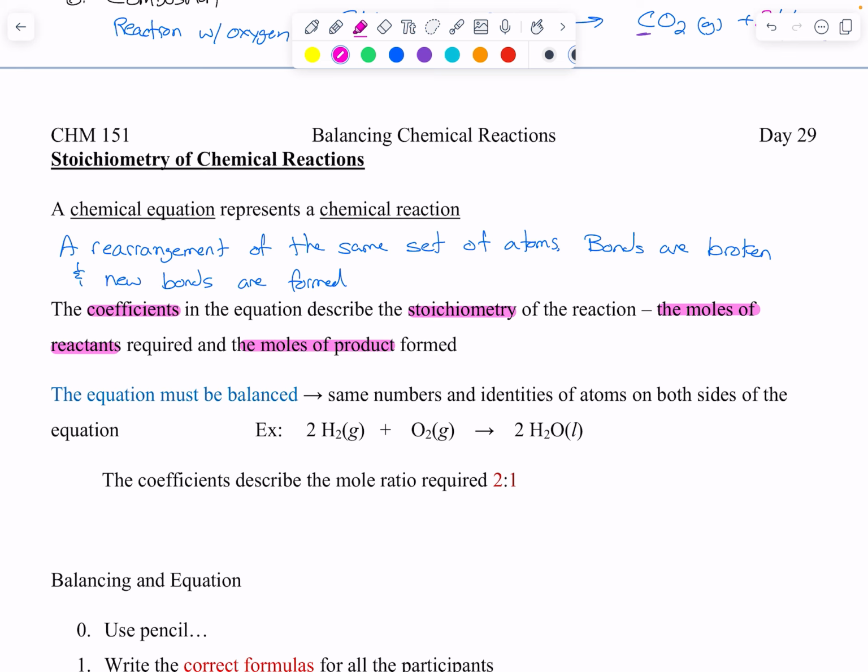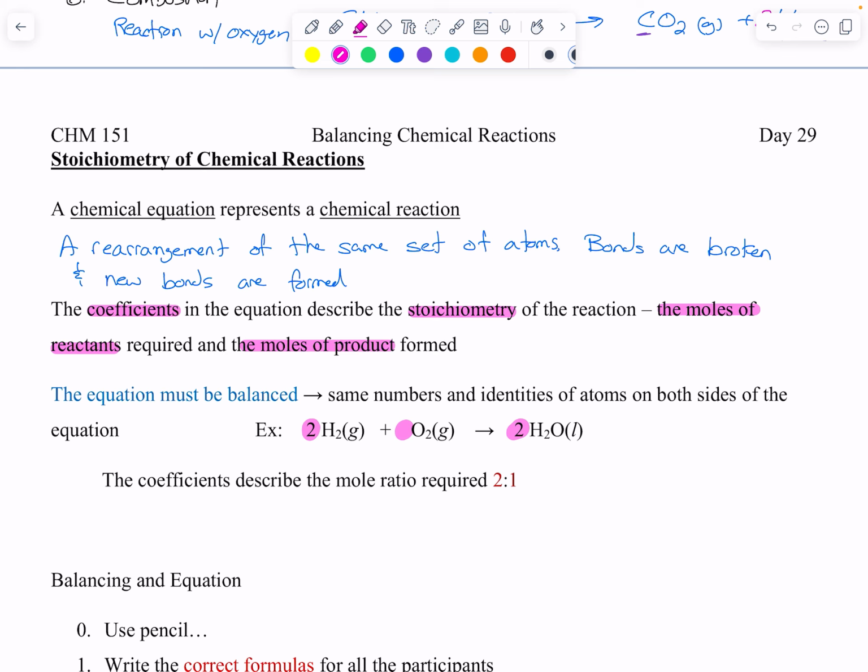And so, for example, it's 2 here. Now, there is a 1 in front of H2 or O2. We don't write it in. And so, if I was going to make this reaction happen, I need 2 moles of hydrogen for every 1 mole of oxygen. Now, that's not a mass ratio. I don't need 2 grams per 1 gram. That's not the mass. It's the moles. It's the particle ratio. Right? And so, that's the coefficients.